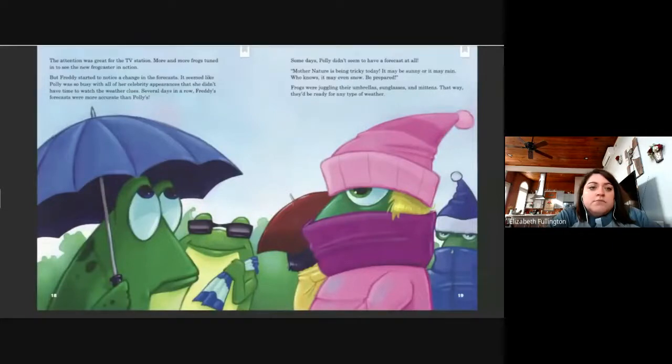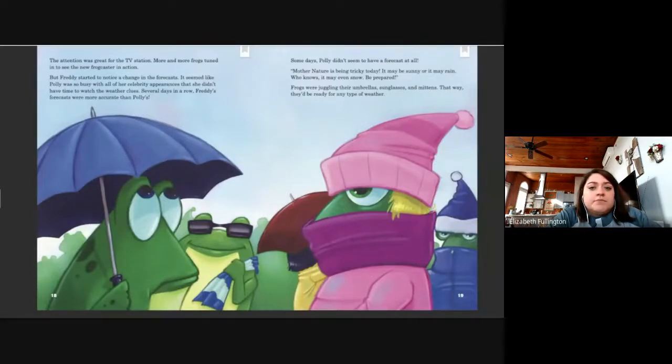But Freddy started to notice a change in the forecasts. It seemed like Polly was so busy with all of her celebrity appearances that she didn't have time to watch the weather clues. Several days in a row, Freddy's forecasts were more accurate than Polly's. Some days, Polly didn't seem to have a forecast at all.